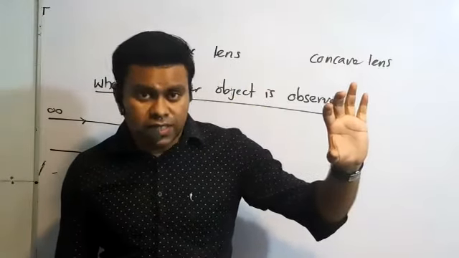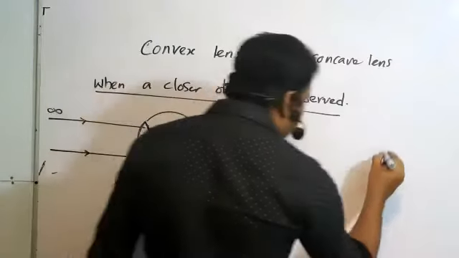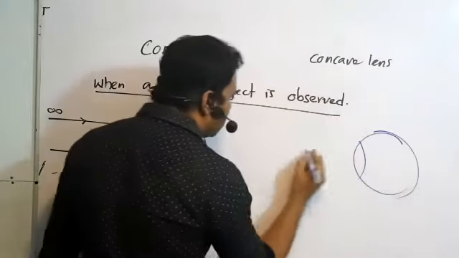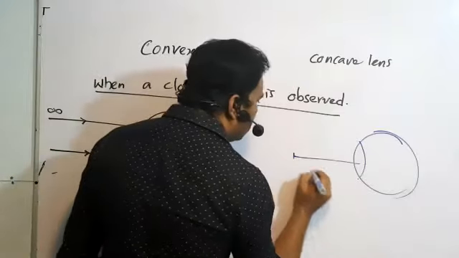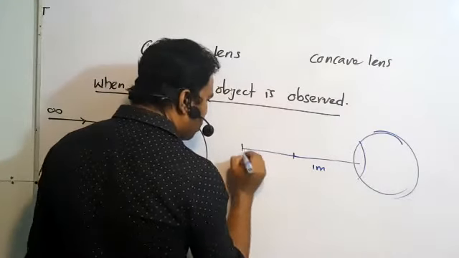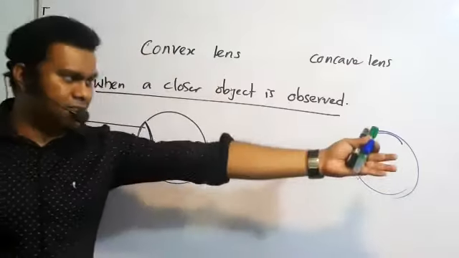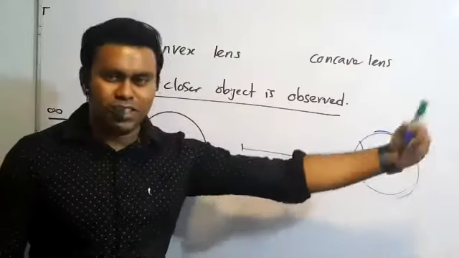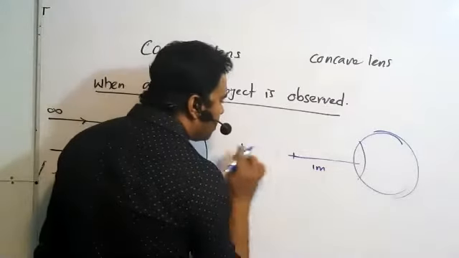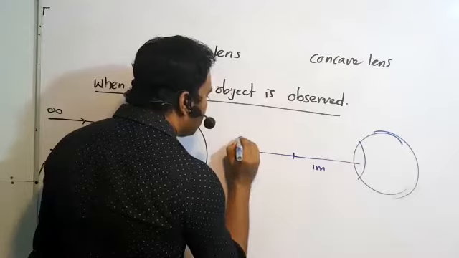When an object is situated 1 meter, okay, 2 meters away, so that's closer. 1 meter, 2 meters means very close. But the eye feels like these objects are situated far.